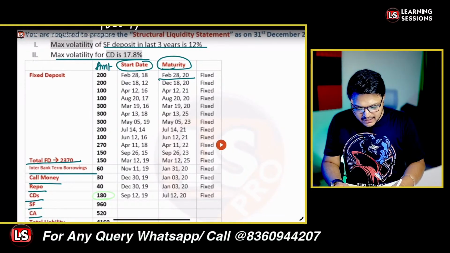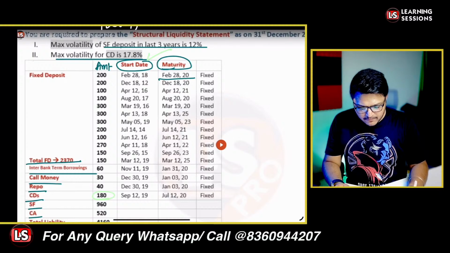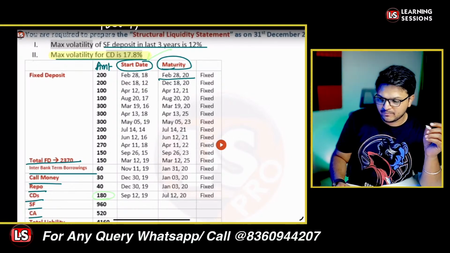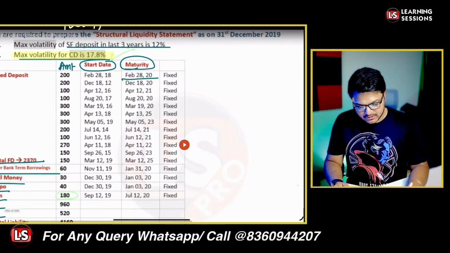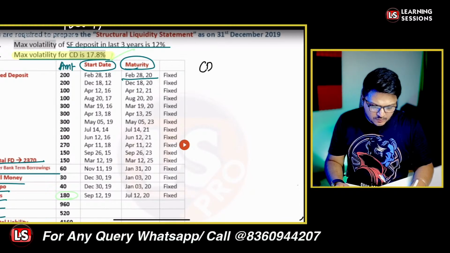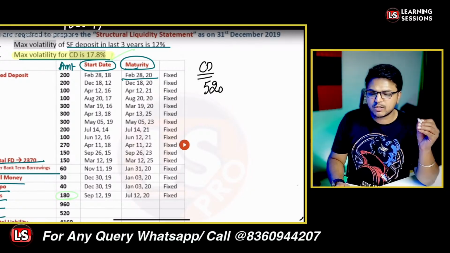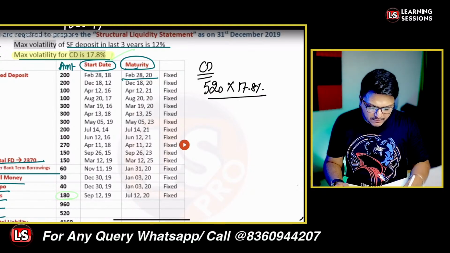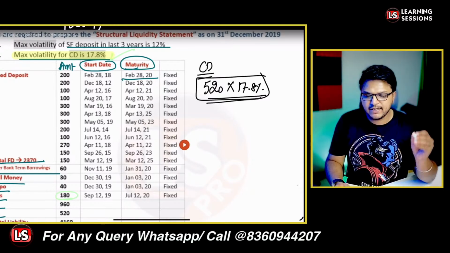And the volatility related to the current deposit is given to be 17.8%. So in total, the data says that we have current deposits amounting to rupees 520. Let's say 520 is the amount related to the current deposits. But the volatility related to the same is 17.8%, which will be placed in the 1 to 14 days bucket.